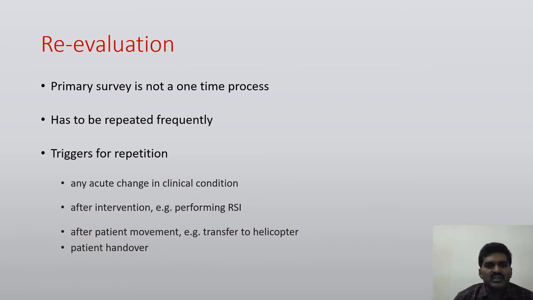So what are the triggers for repetition? Any acute change in clinical condition, or after any intervention, for example performing an RSI or doing a needle decompression for pneumothorax, you have to repeat the primary survey. After patient movement, transfer to a helicopter or to an ambulance, you will reassess. And once the patient is handed over, the taking-over clinician or technician has to appropriately repeat a primary survey.